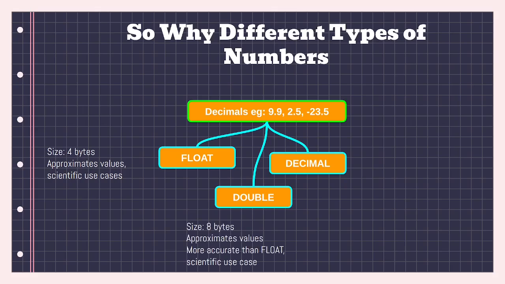You also have double. Double takes 8 bytes. It's also an approximate value, just like float, but it's more accurate than float, and it can also be used in scientific cases.